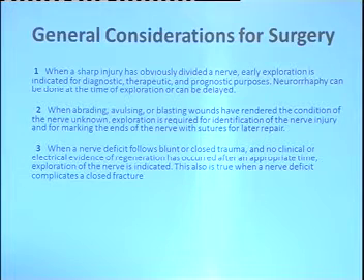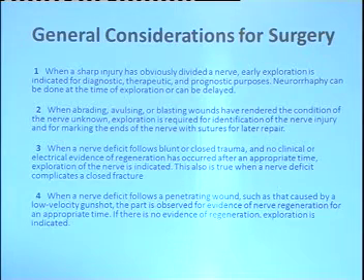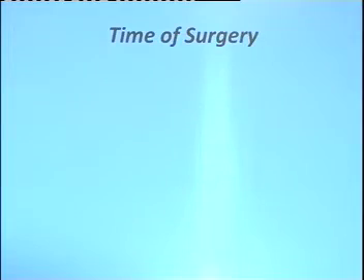And when a nerve deficit follows a blunt or closed trauma and no clinical or electrical evidence of regeneration has occurred, after an appropriate time, exploration of the nerve is indicated. This also is true when a nerve deficit complicates a closed fracture. And when a nerve deficit follows a penetrating wound, such as that caused by a low velocity gunshot, the part is observed for evidence of nerve regeneration for an appropriate time. If there is no evidence of regeneration, you have to go for exploration.